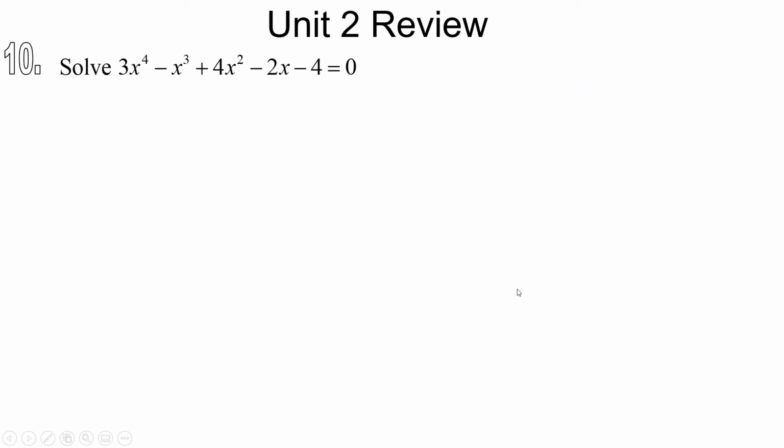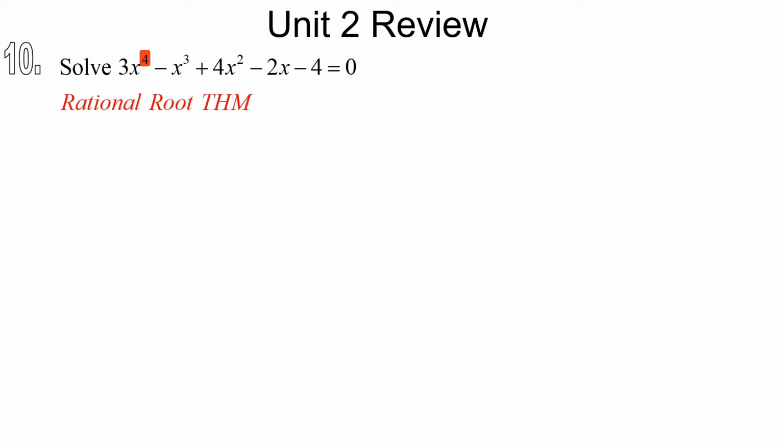Number 10, solve 3x to the fourth minus x to the third plus 4x squared minus 2x minus 4 equals 0. Oh boy. So this is quartic, and I'm probably going to have to use the rational root theorem here.